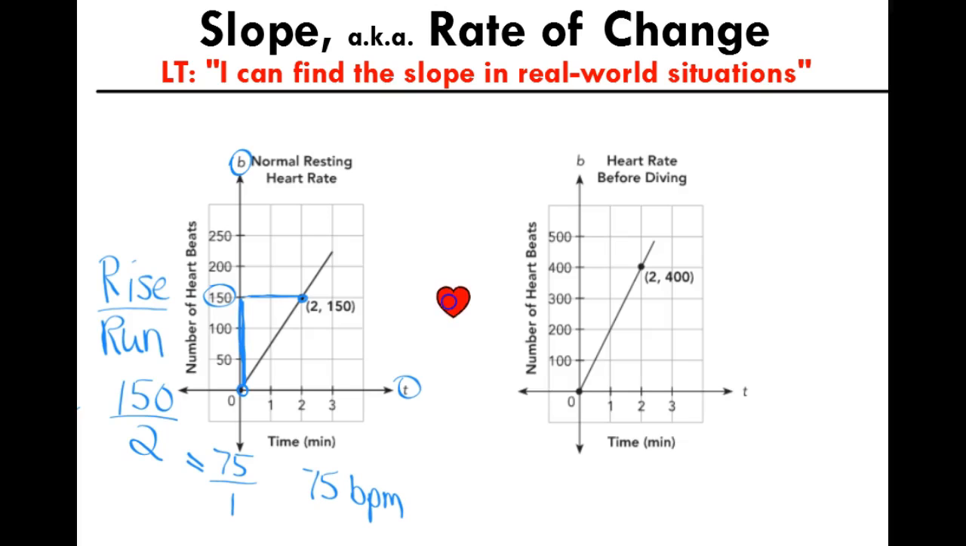Over here we're going to do the same thing, but this time we're going to have to go up to the 400 and then over 2. And that makes sense. Before you go skydiving, your heart's racing a little bit. So that's 400 beats per 2 minutes, which is 200 beats per minute, so it more than doubled.